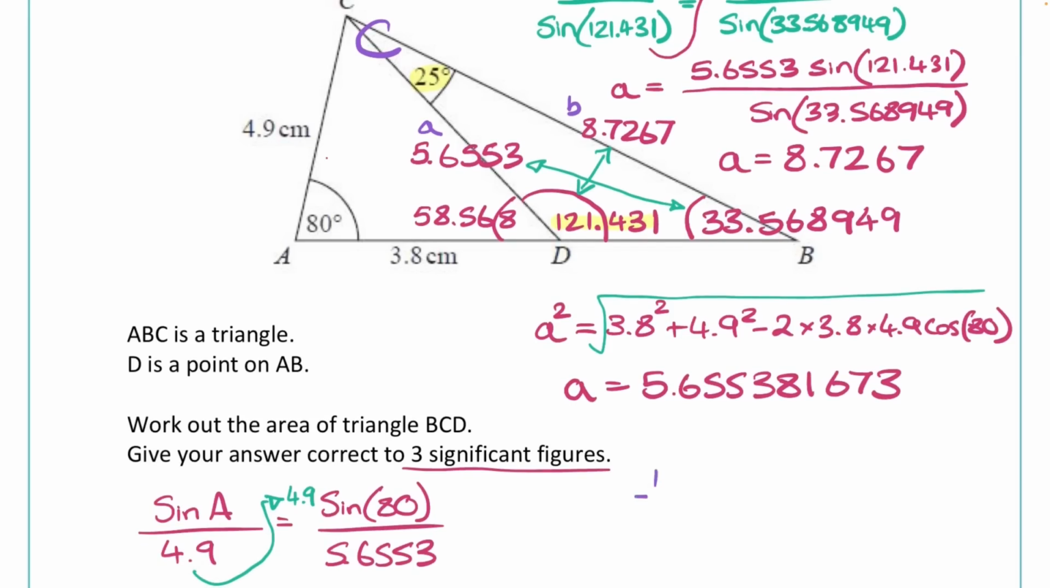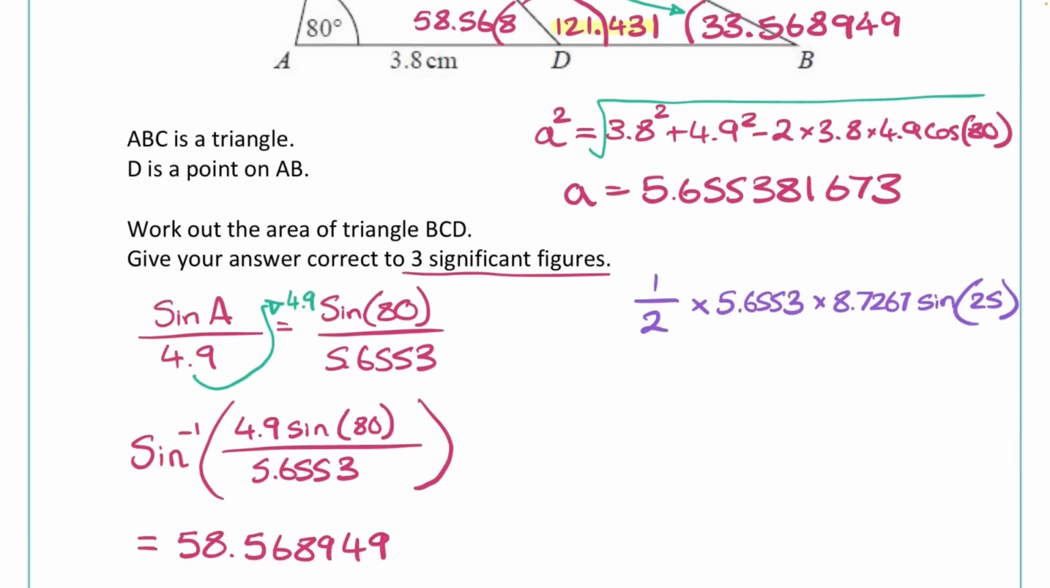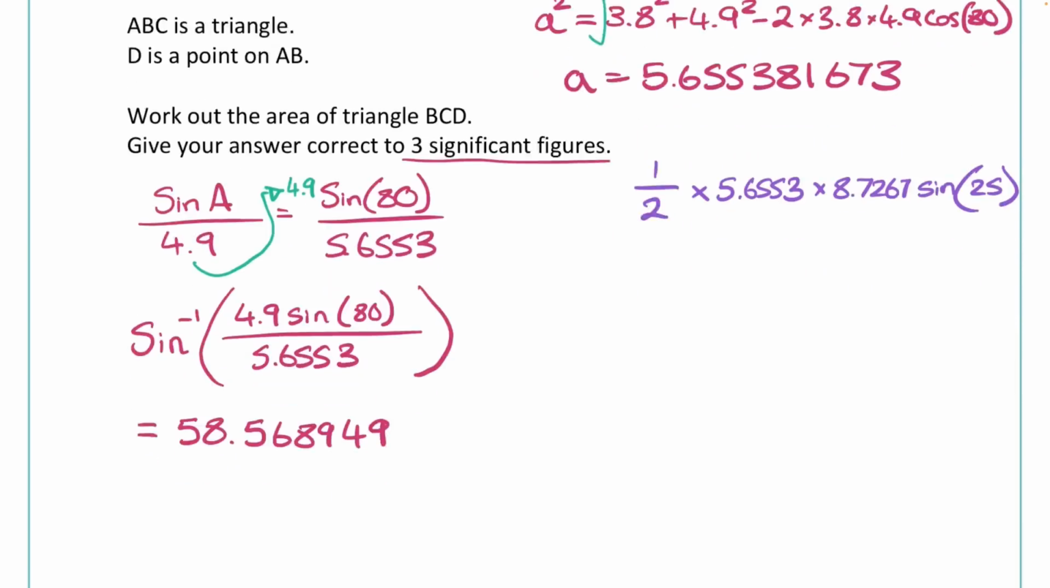So we have a half times A, which is 5.6553, times B, which is 8.7267 sine 25. There we go. I'm glad that fit on the page there. It would have annoyed me otherwise. And there we go. We just need to multiply all of that together. That is going to give us our area.